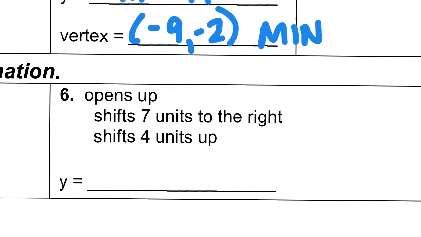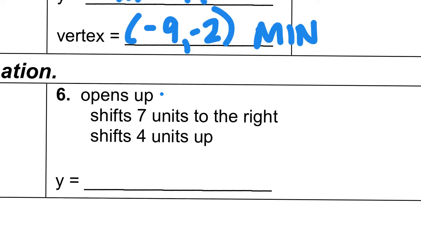Let's look at number 6. Opens up. That's not really a transformation from the parent function. It just means my a value will be positive, so I will have no negative sign outside the absolute value bar. Then it shifts 7 units to the right. So that's going to happen inside of the absolute value bar. Counterintuitively, it's going to be x minus 7. And then the shifting 4 up, that's outside of the absolute value. And this one is just as you think. If it's up, it's positive.